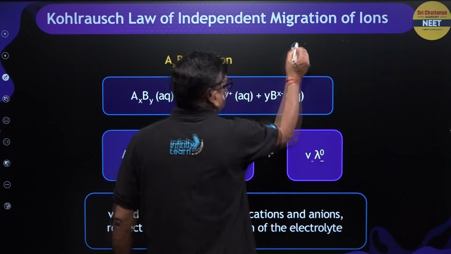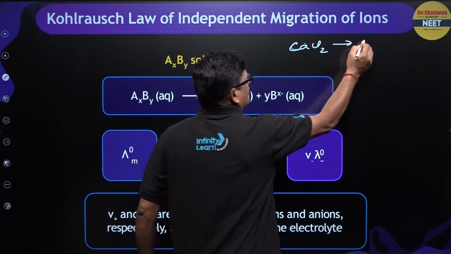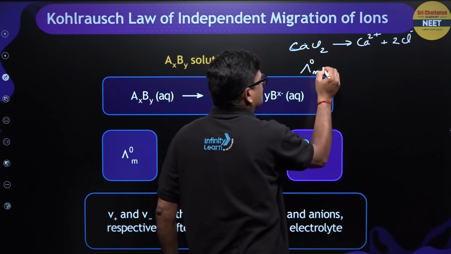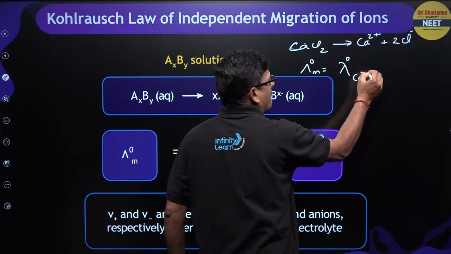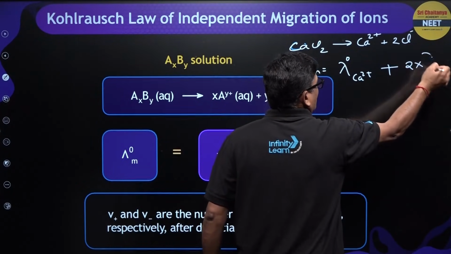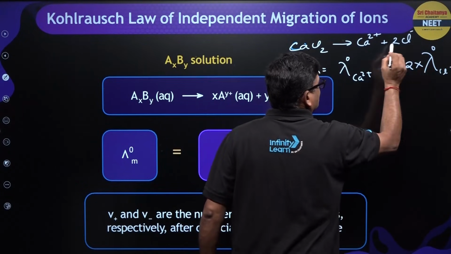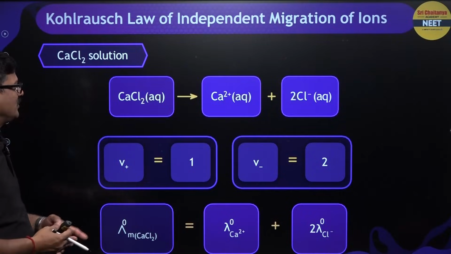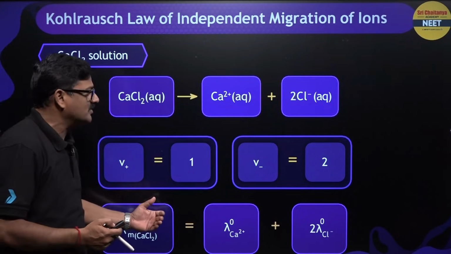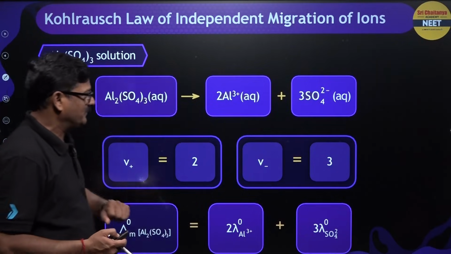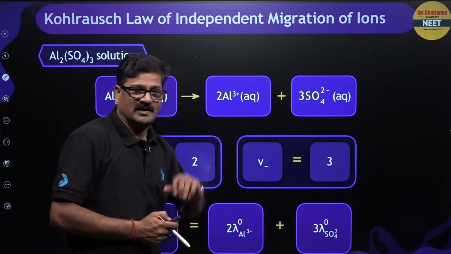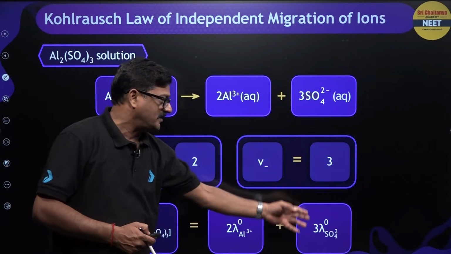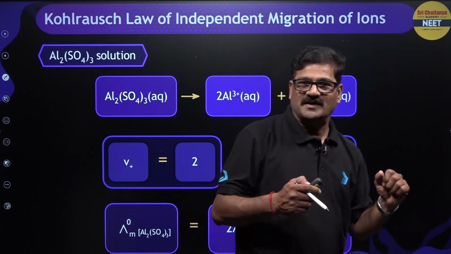You want to do calcium chloride: calcium 2 plus and 2 Cl minus. So the molar conductivity is equal to the ionic mobility of calcium 2 plus and 2 into the ionic mobility of Cl minus, because 2 Cl minus ions are there. That is what I want to show you here. If it is aluminum sulfate, 2 aluminum 3 plus and 3 sulfate ions are there. So, 2 aluminum ionic mobilities plus 3 sulfate ionic mobilities. So, it is very simple.